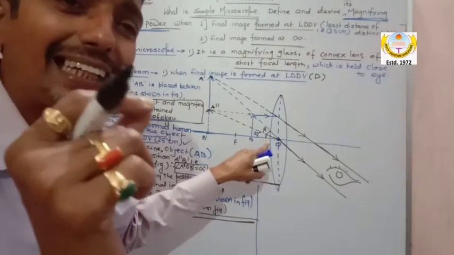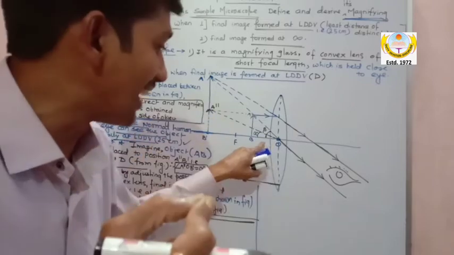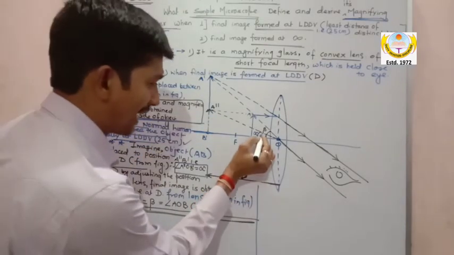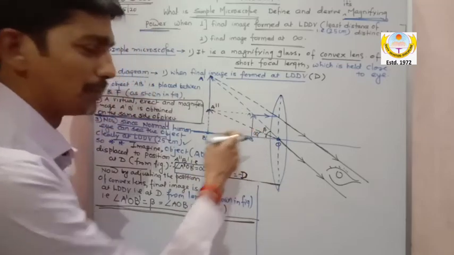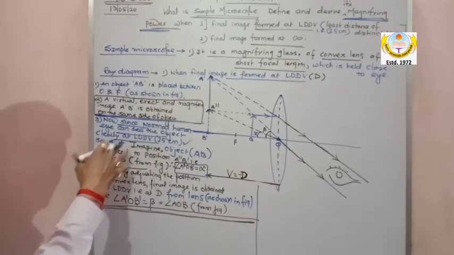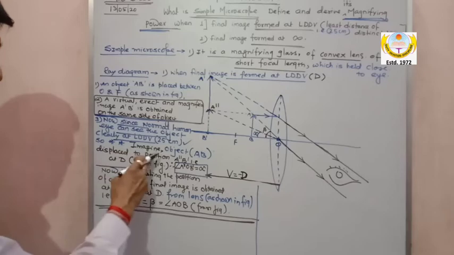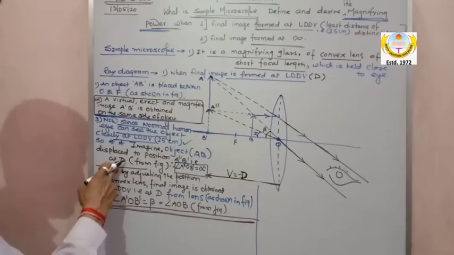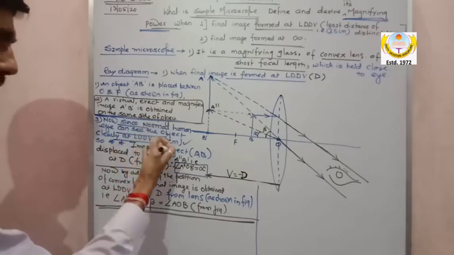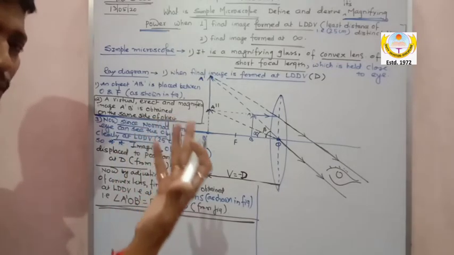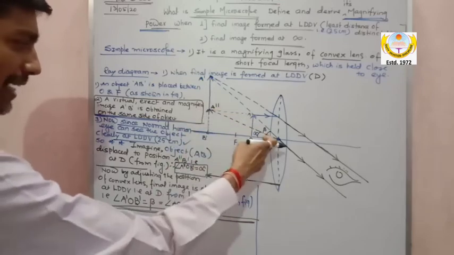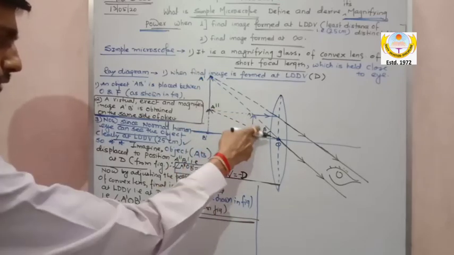I can define that angle as alpha, made by the object. Try to understand the concept: imagine the object AB displaced to the position A double dash B dash, that is at D, because a normal human eye can see up to the least distance of distinct vision. So the angle A double dash O B dash will be alpha.